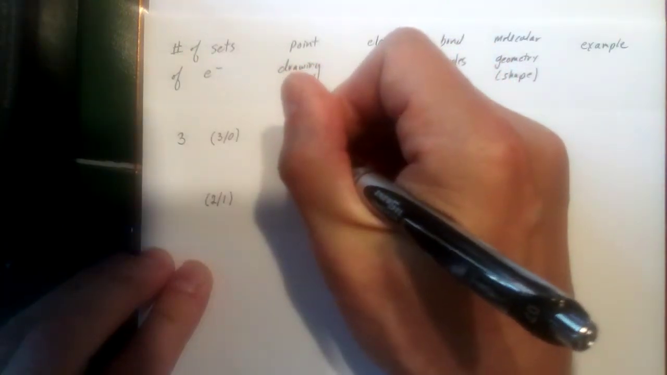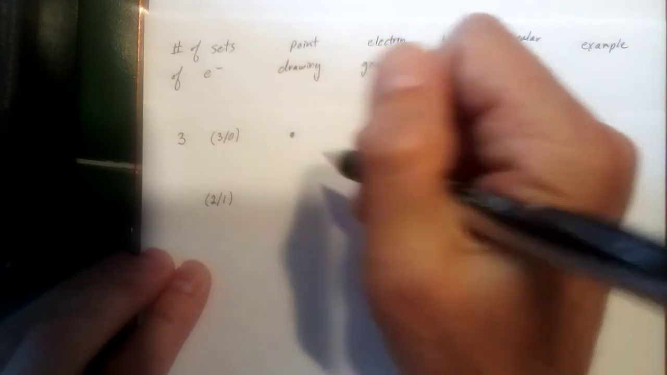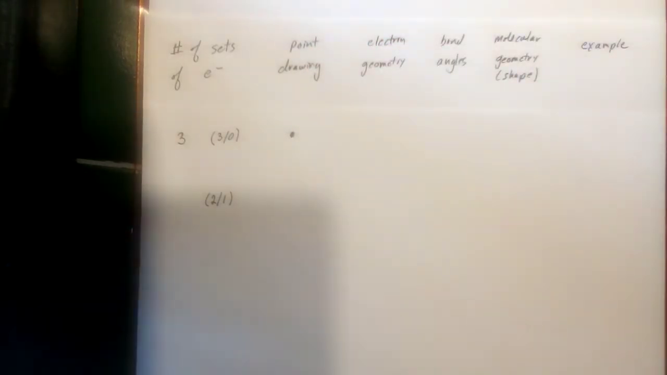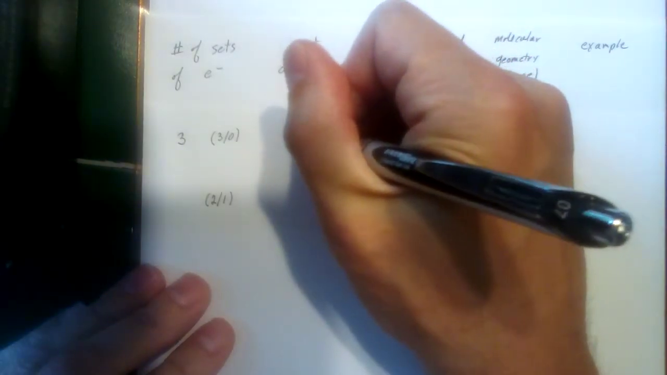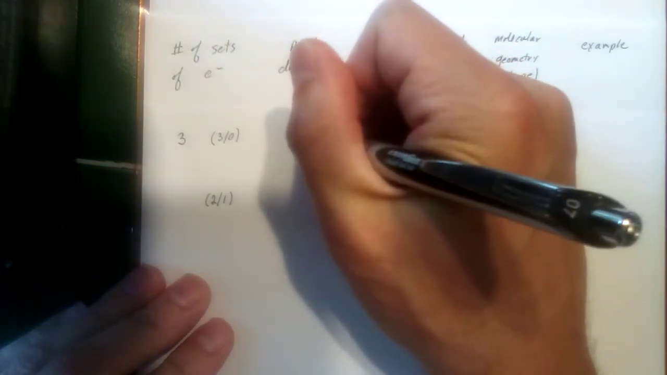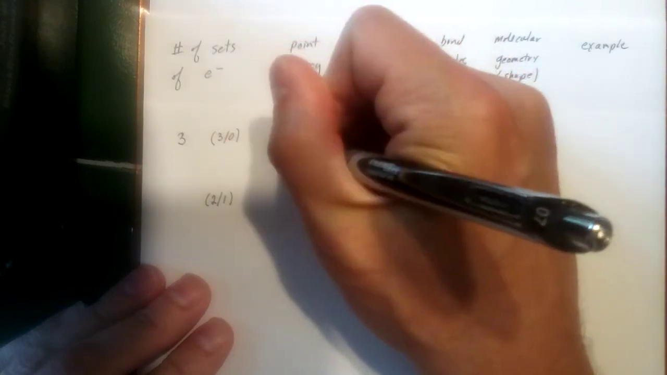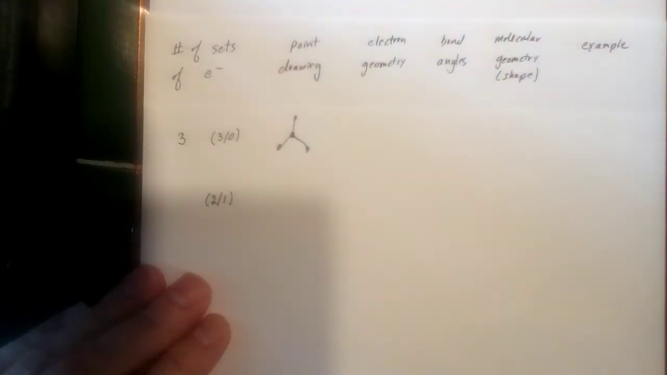Okay, starting with 3 sets of electrons, they're all bonds. The point drawing there, right, we'd have our central atom, right? Now these 3 sets of electrons are going to spread as far away as they can. Well, that shouldn't be too hard to imagine. If you've got 3 things and you want to spread them apart, the furthest apart they can get would be the corners of a triangle. So this molecule might look something like that.